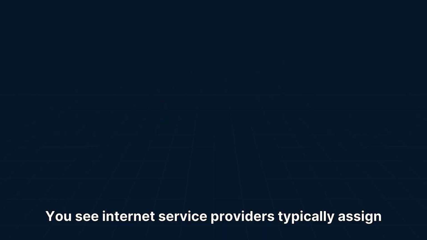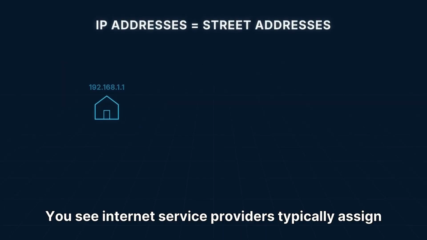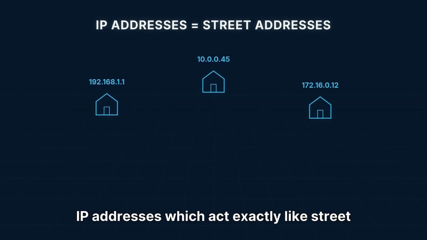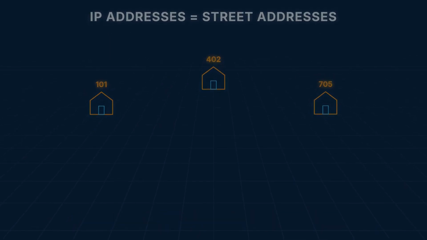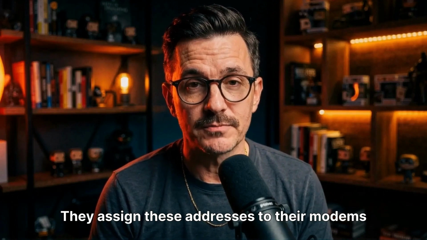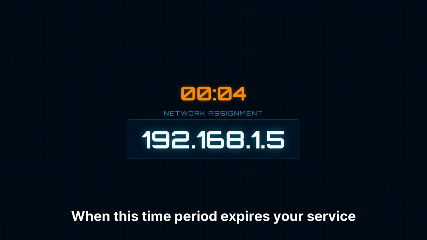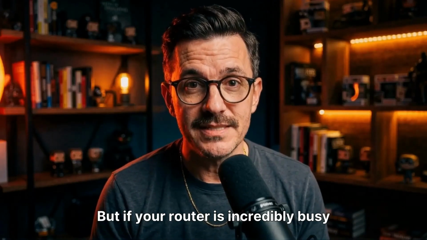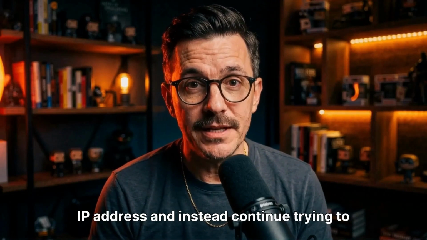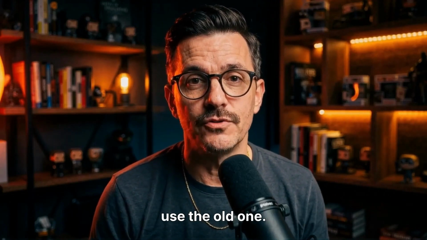Further complicating matters is the fact that most home internet connections use what are called dynamic IP addresses. You see, internet service providers typically assign IP addresses, which act exactly like street addresses, to help internet traffic find your devices. They assign these addresses to their modems only for a certain period of time. When this time period expires, your service provider will simply give you a new one. But if your router is incredibly busy, it might not latch onto the new IP address and instead continue trying to use the old one.